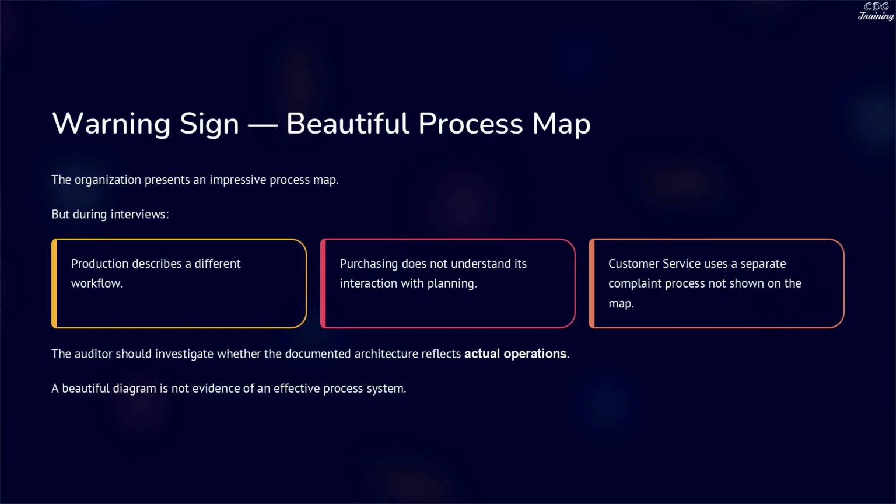An impressive process map is not enough. During interviews, discrepancies may arise, such as production describing a different workflow. The auditor should investigate whether the documented architecture reflects actual operations.